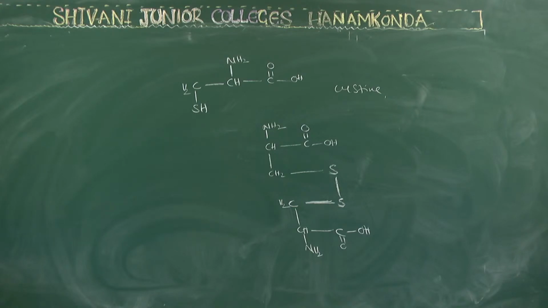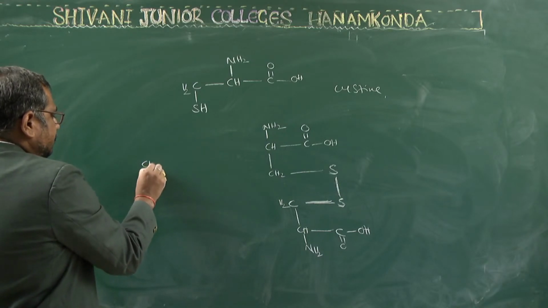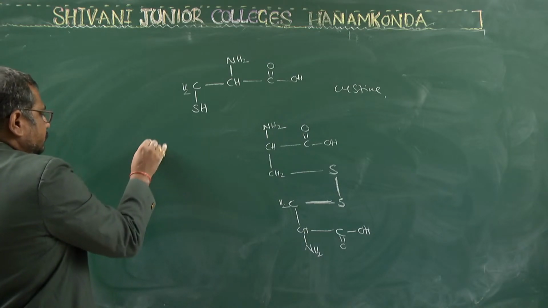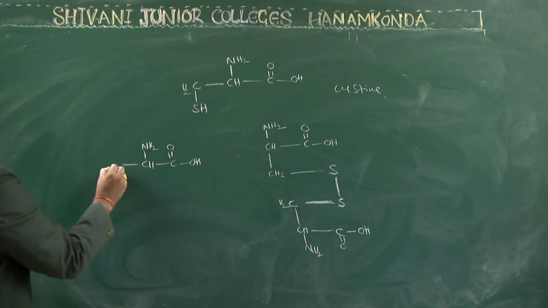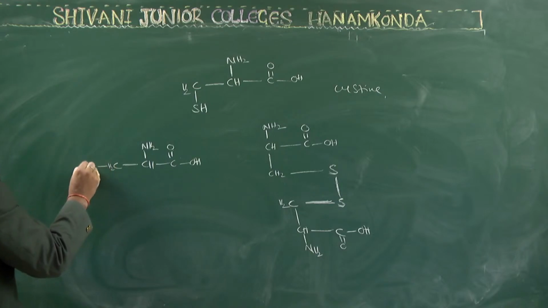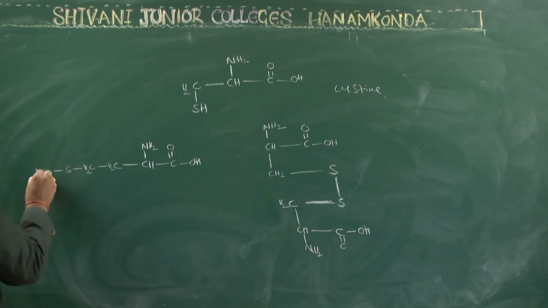Another example of a sulfur containing amino acid is methionine. Here the base unit is CH NH2 COOH, with CH2 and CH2 SCH3. This is another sulfur containing amino acid, also called methionine.